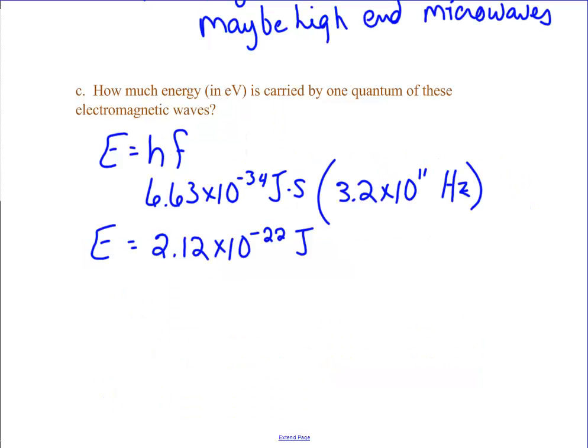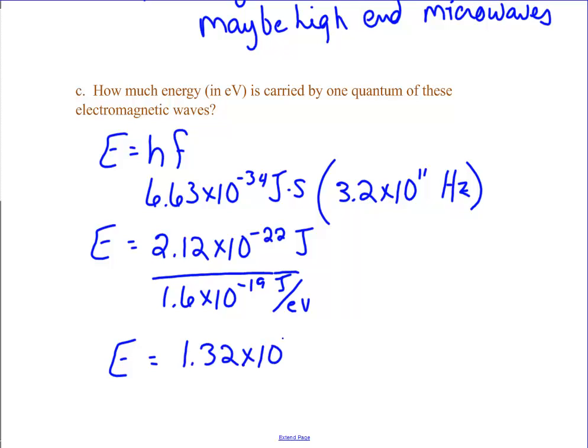Now I need to get to electron volts. Remember that 1 electron volt equals 1.6 times 10 to the negative 19 joules. So I'm going to divide this by 1.6 times 10 to the negative 19 joules per electron volt. And so I end up for energy with 1.32 times 10 to the negative 3 electron volts. That's a lot more manageable number, 0.00132 electron volts.